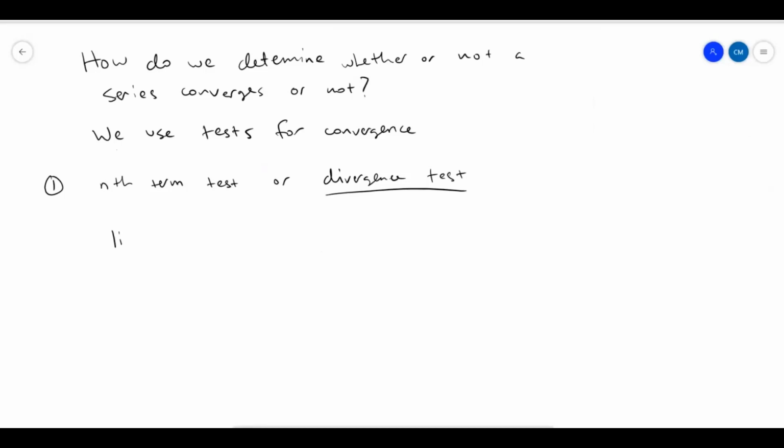So let me just write the divergence test here. If the limit as n goes to infinity of a sub n, and remember what a sub n is? A sub n is the terms, the sequence of terms of the series. If this limit is not 0, then the series diverges. So that's a really easy test. In fact, I usually recommend just using this test right away, because if you can show that that limit is not 0, then you're done. You just know that this thing is going to diverge.